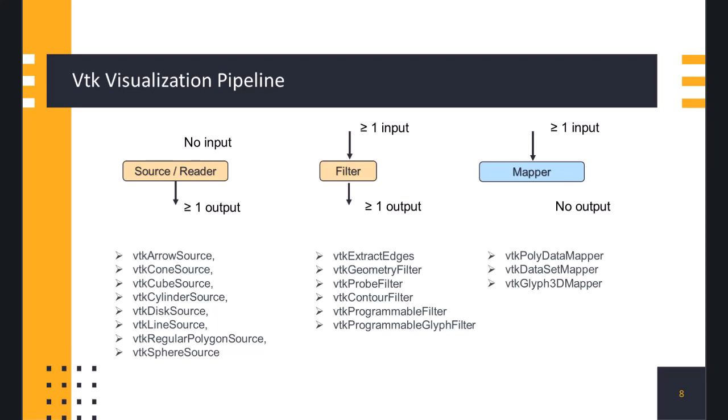Filters are objects which manipulate data, so they can get input from multiple source objects and provide output to multiple downstream objects. Filters like vtkExtractEdges are used to extract the edges from input polygons or unstructured grids. It creates lines representing the edges of the input geometry, which can be rendered in the renderer. Mapper objects can accept geometric data from multiple source or filter objects and convert it into rendering primitives that can be displayed on the screen.